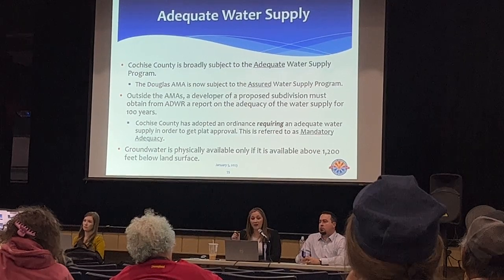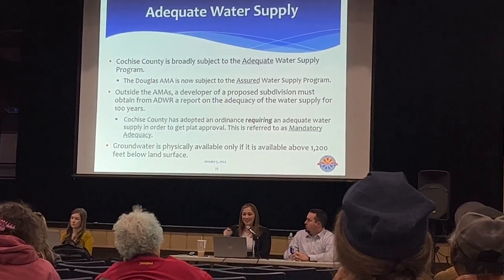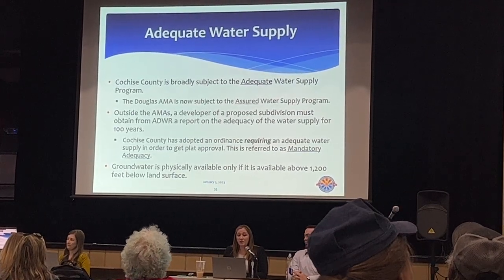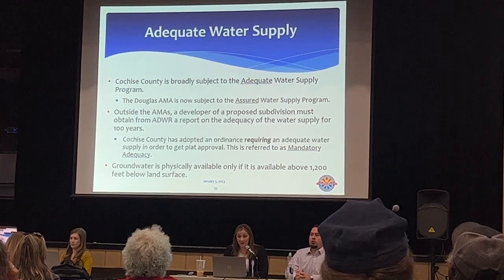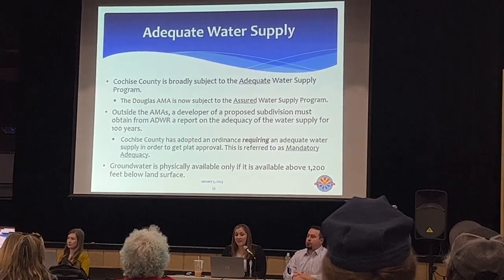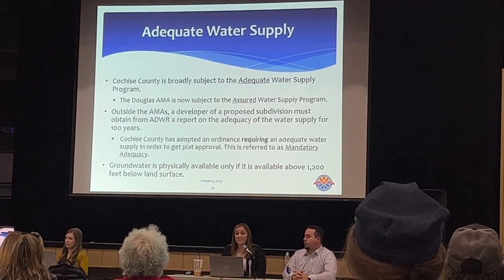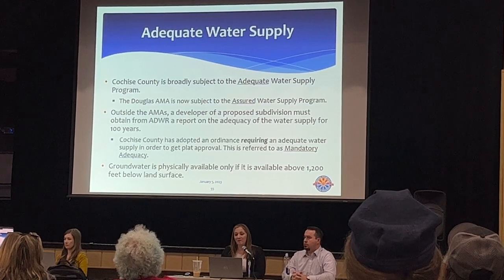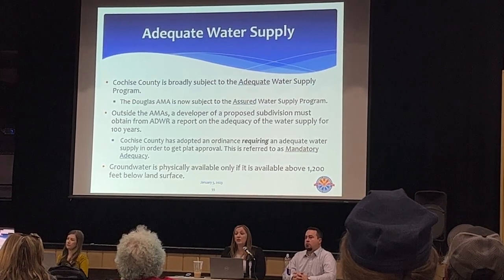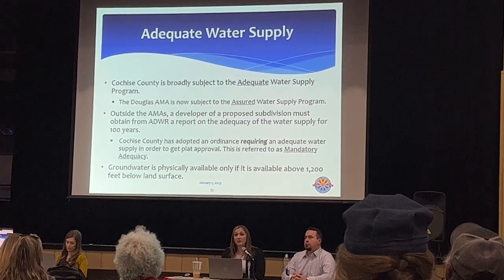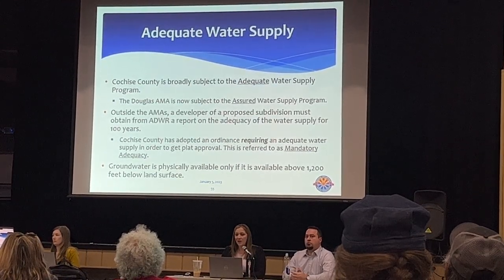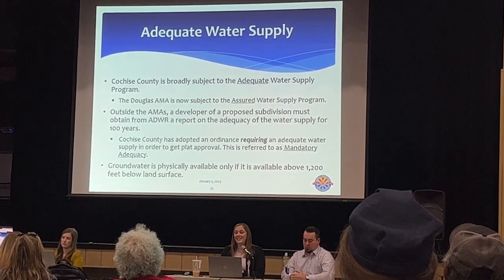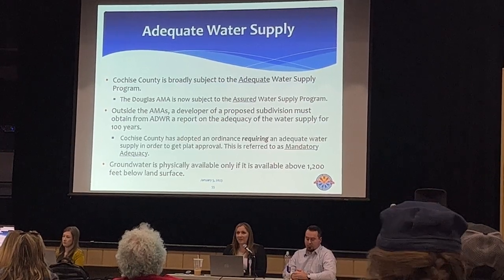The last component of an AMA that I'm going to cover before we get back to that management goal piece is assured water supply. So areas outside the AMAs are subject to an adequate water supply requirement. So outside the AMAs, a developer of a proposed subdivision must obtain from ADWR a report on the adequacy of water supply for 100 years. Cochise County has what is referred to as mandatory adequacy. So there was an existing requirement here that that water report indicate that there is an adequate water supply in order for a given plat to be approved.